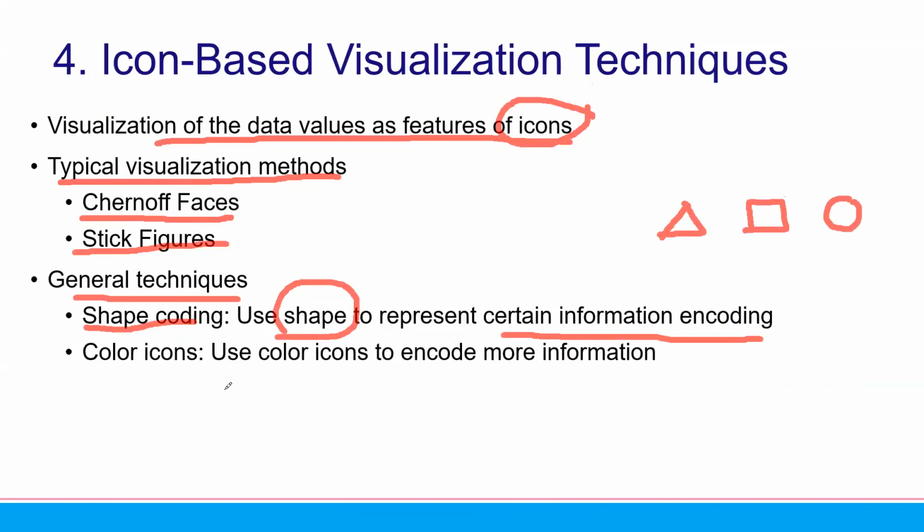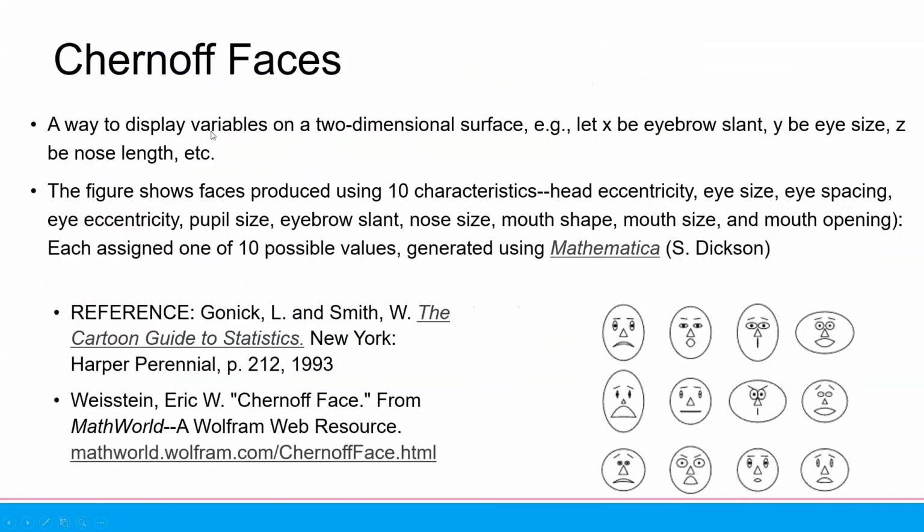Or we can use color. So the color in icons to encode more information. Maybe the red color, it is more dangerous. Green color is more safe. So this kind of icon, you can see Chernoff Faces. It is a way to display variables on a two-dimensional surface.